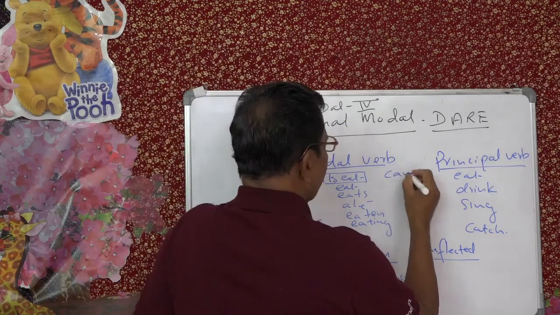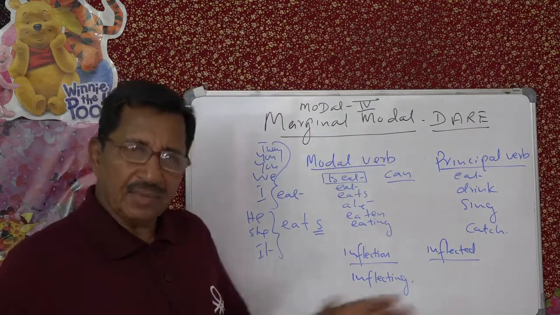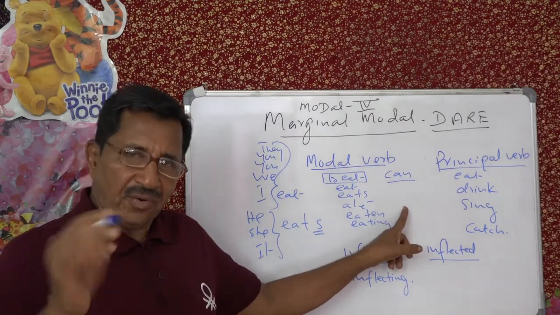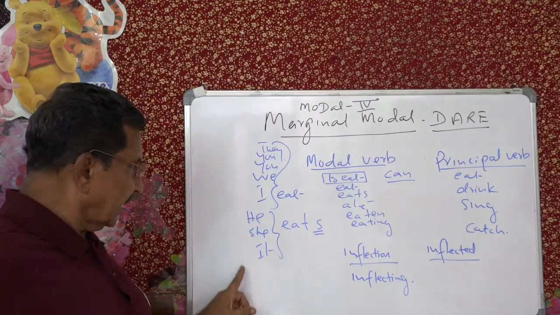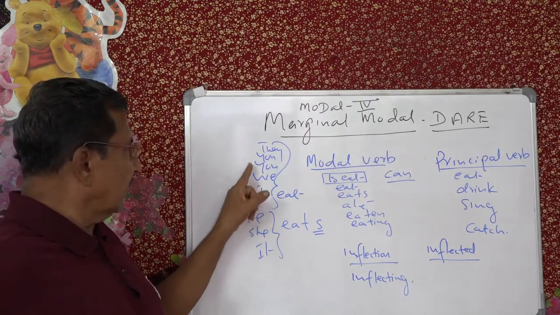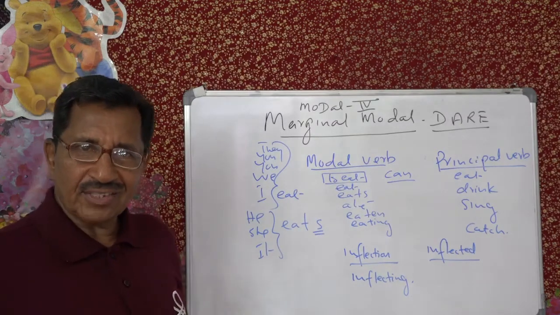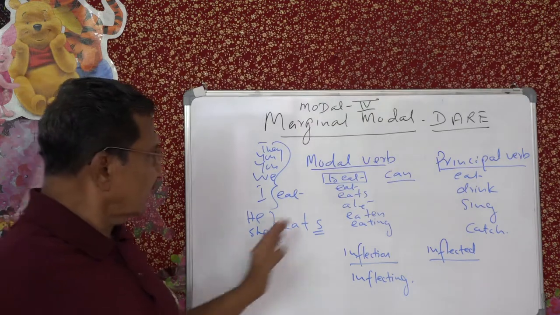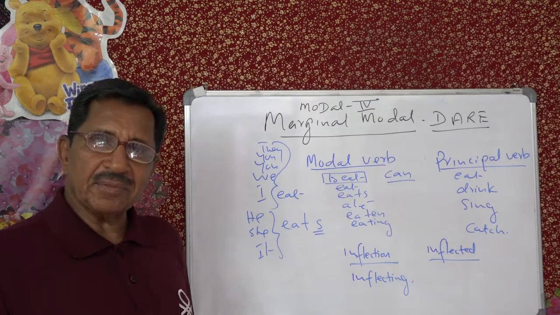Now let's say, they can. So, can is not inflected. This is just one example for pure modals, or modals as such. So this is not inflected. He can, she can, it can. I can, we can, you can, they can. You don't say he cans. So you are not inflecting it. It doesn't change according to the subject.